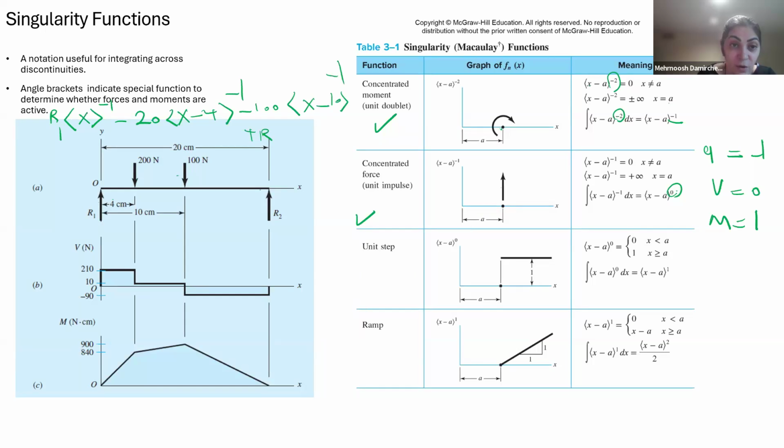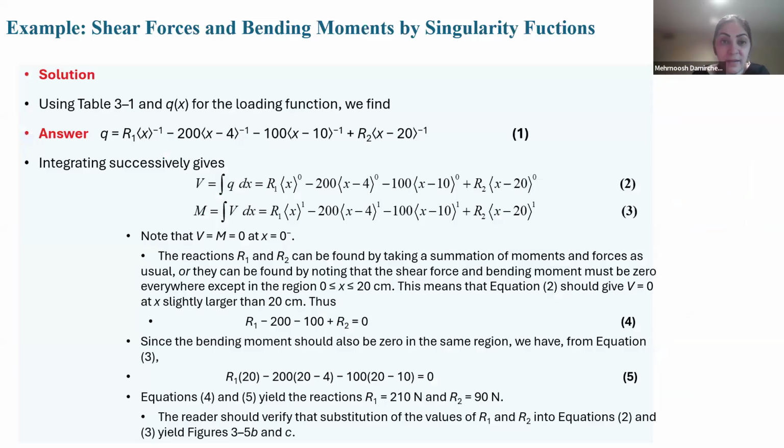And another one is R2, x minus 20, again with the power -1. Okay, you see here exactly what I wrote for you. The integral of that gives us the shear force. All of the -1 powers convert to 0. Clear? And the integral of 0, all of them convert to 1. We know that V and M at the supports or reactions are equal to 0 at x = 0. These are boundary conditions.